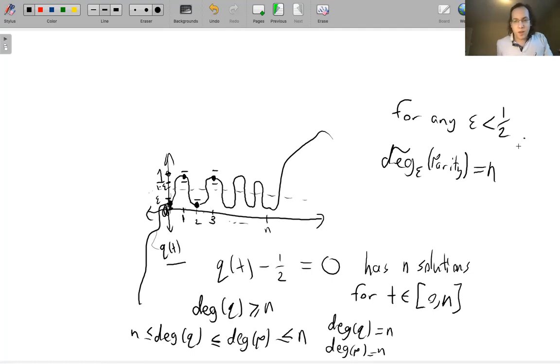What does this mean? This means that the quantum query complexity of parity is at least n over 2, also for any epsilon less than a half. So a quantum algorithm cannot compute parity faster than n/2 queries, even if we allowed a lot of error.